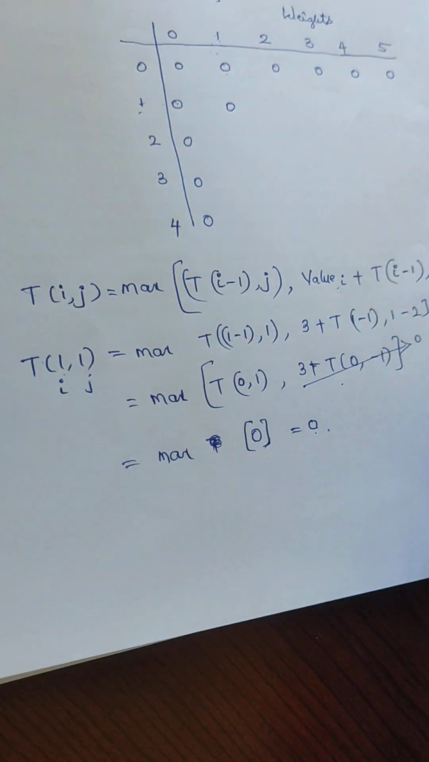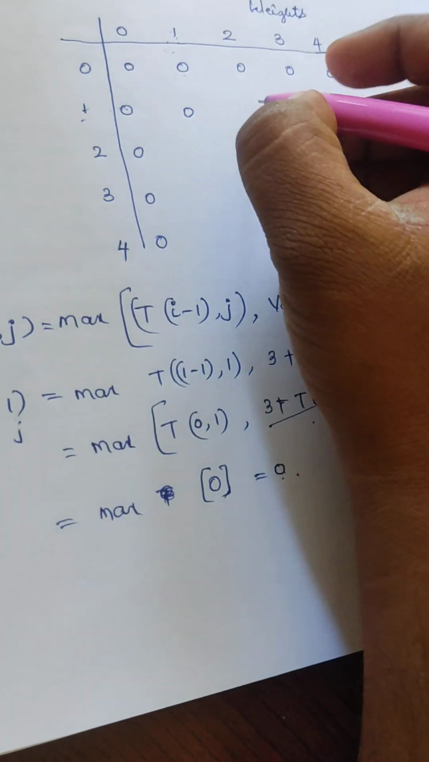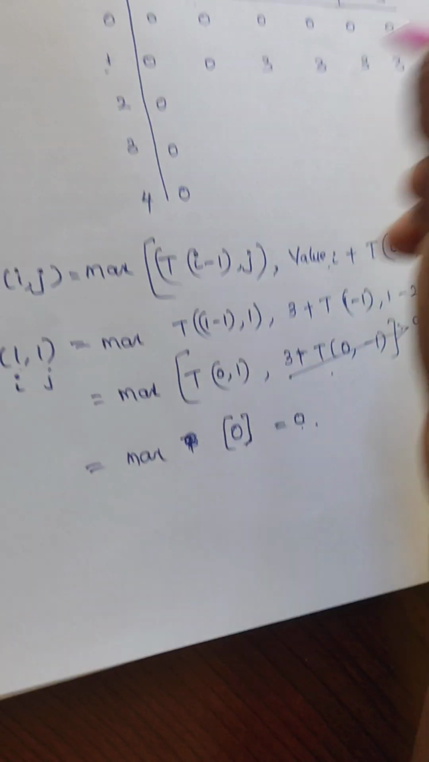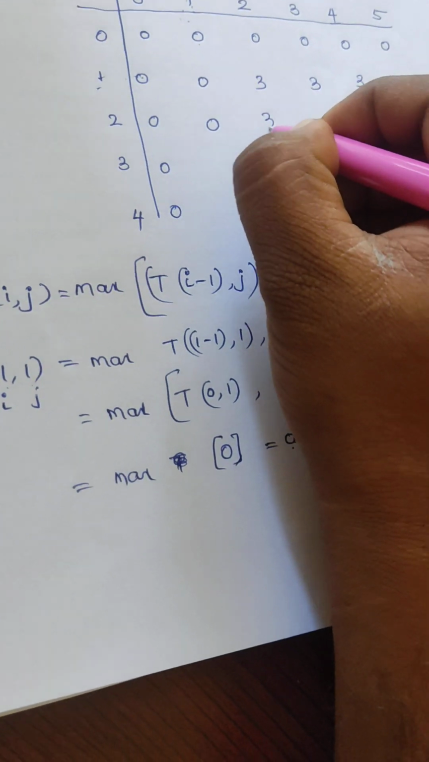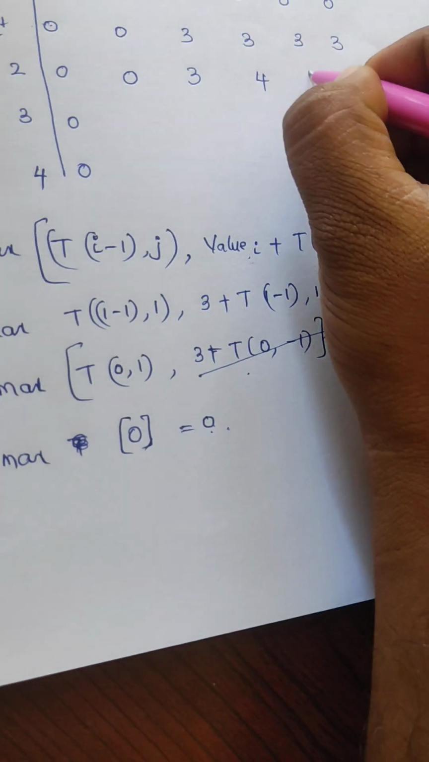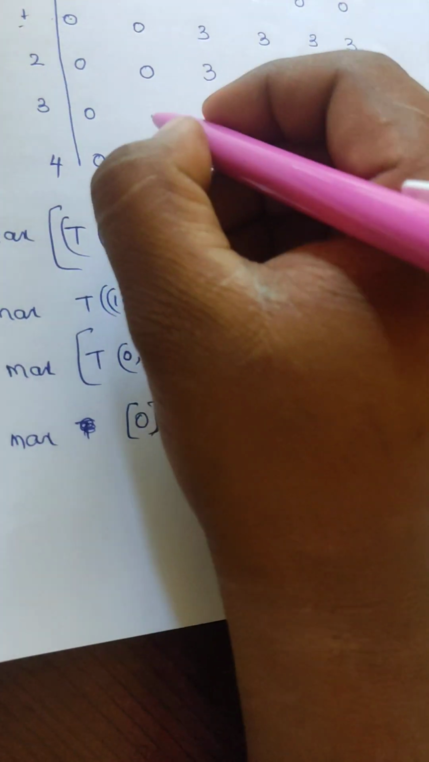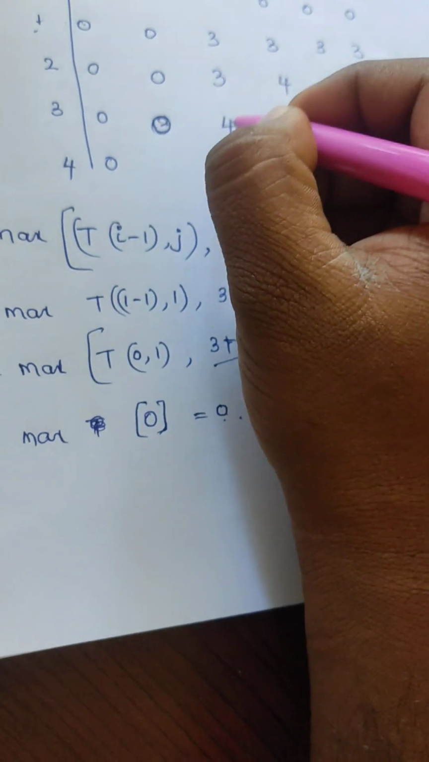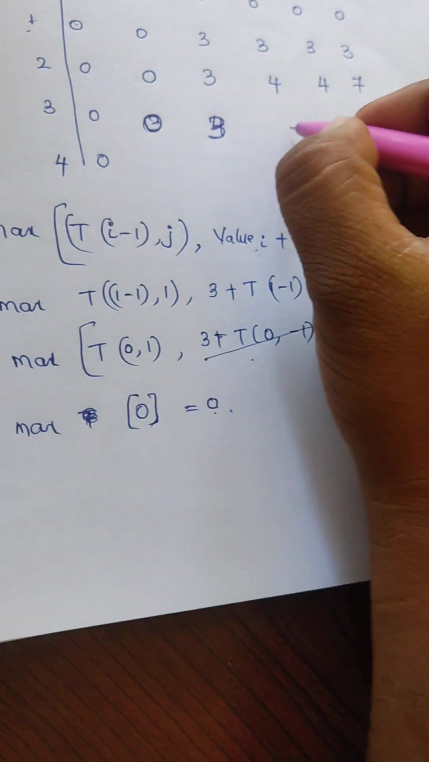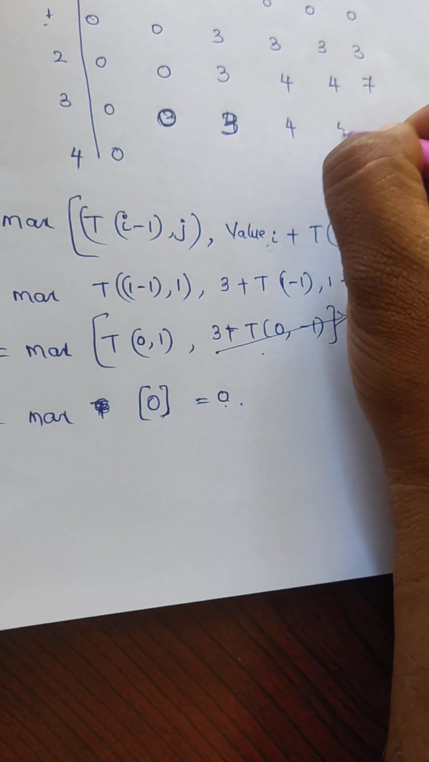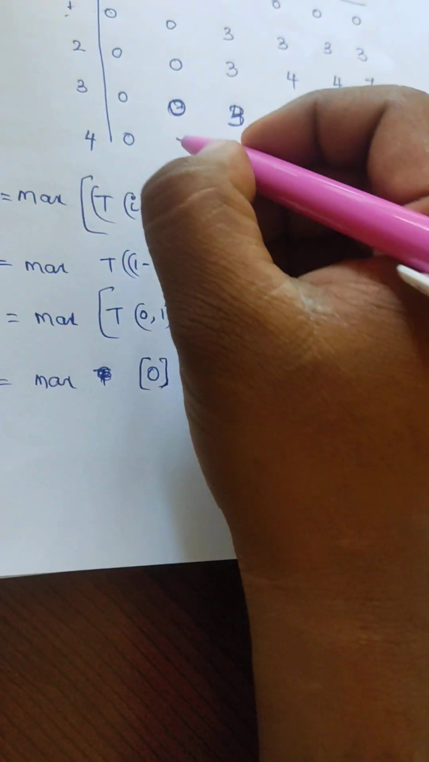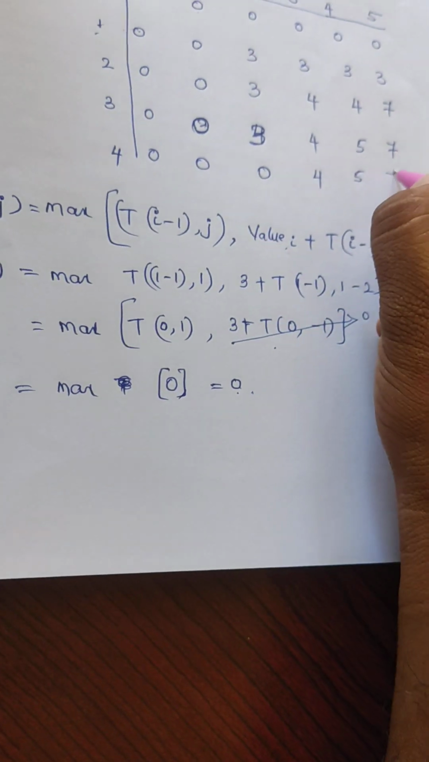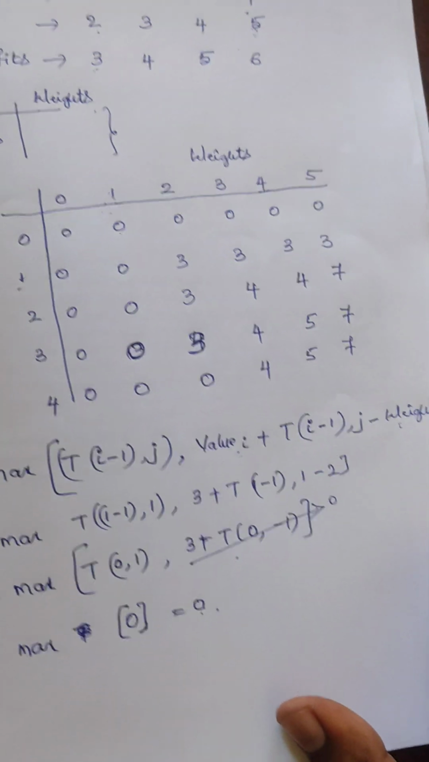So I am just writing all the directed values of this matrix representation. It should be 3, 3, 3, 3, 0, 3, 4, 4, 7 and 3, 4, sorry, it should be 0, 3, 4, 5, 7, 0, 0, 4, 5, 7. So this is the overall matrix representation table.